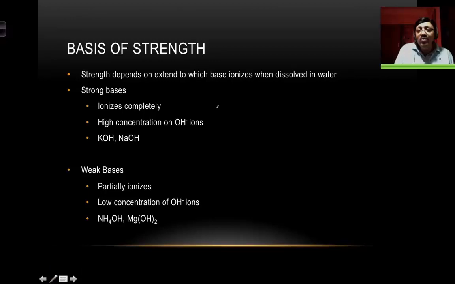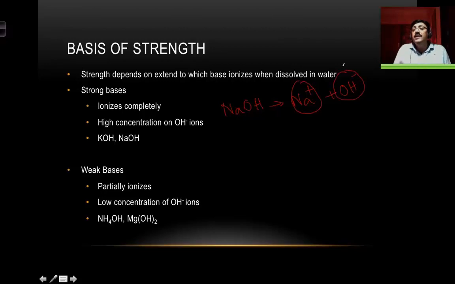So if you look at sodium hydroxide, NaOH, when it is dissolved in water, what happens is that it completely ionizes to Na+ and OH-. As soon as it dissolves in water, it starts forming the sodium positive ions and hydroxyl ions. It starts splitting into ions, right? So that's what we mean by ionization.